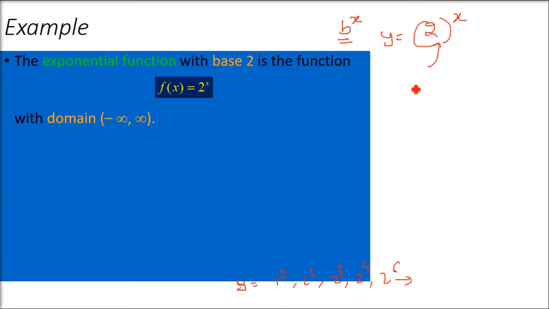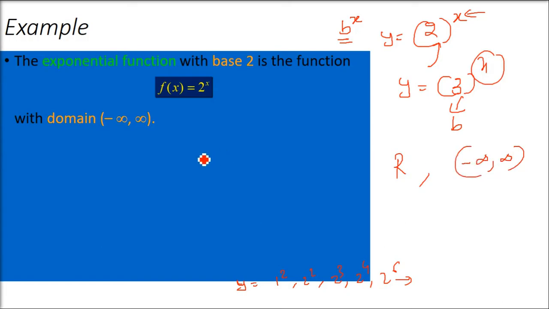2 is a constant. The base will always be constant. It won't change. Only x will change. For example, say 3 to the power x. 3 is constant. 3 will never change. Only x will change, and x can take any value. That is all the real numbers, negative infinity to positive infinity. Any value it can take.